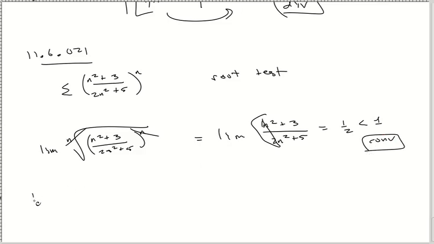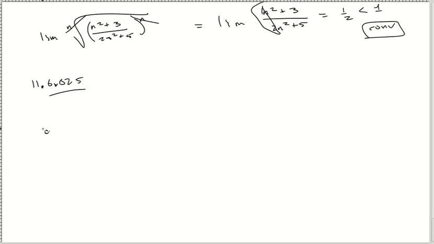All right, another one. 11, 6, 0, 2, 5. Ooh, that 5 is nasty. This one here actually starts at n equals 5. I don't think that actually matters for what we're doing, but I just wanted to write that down anyways. So 6 times 1 plus 1 over n, all to the n squared, and again converge or diverge.